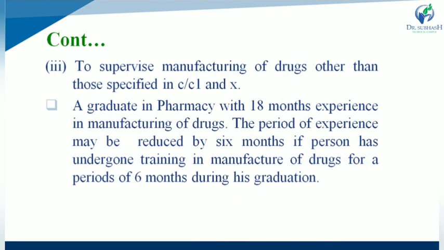To supervise manufacturing of drugs other than those specified in C, C1 and X. So last one, manufacturing of drugs other than C, C1 and X. Which type of qualification is required? Graduate in pharmacy with 18-month experience in manufacturing of any dosage form, and the period of experience may be reduced by 6 months if the person has trained in manufacturing of dosage form for a period of 6 months during his graduation period. So that is all about qualification of supervisory staff.